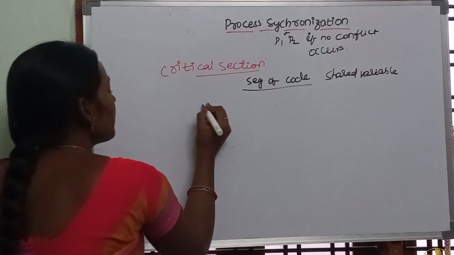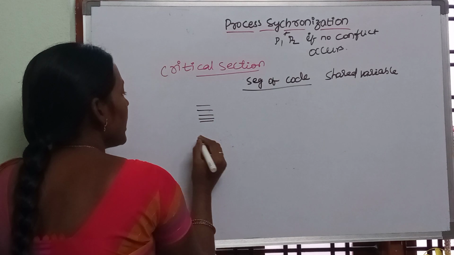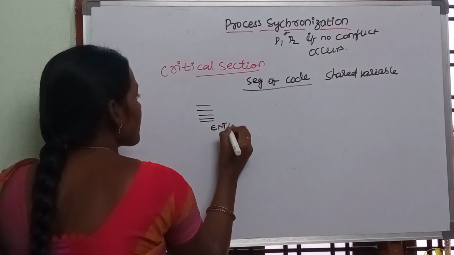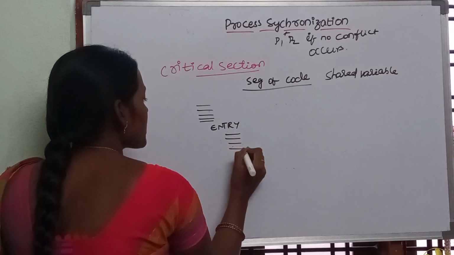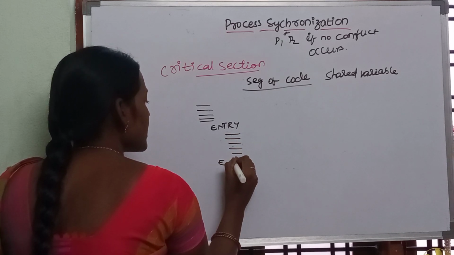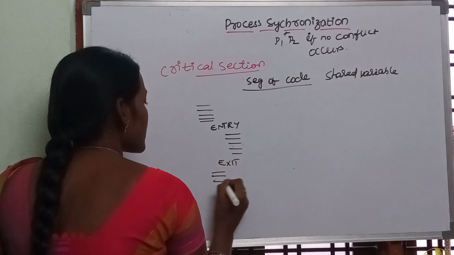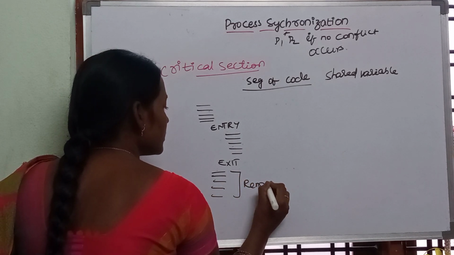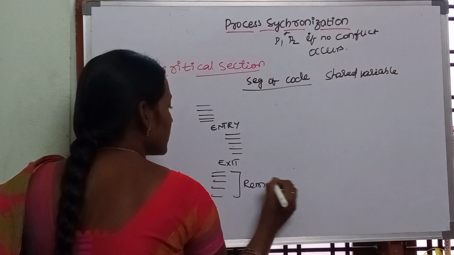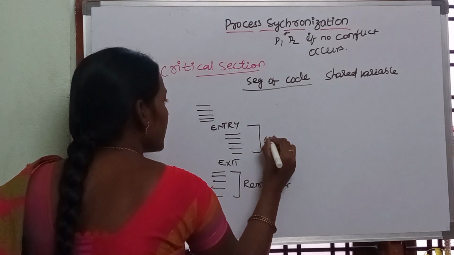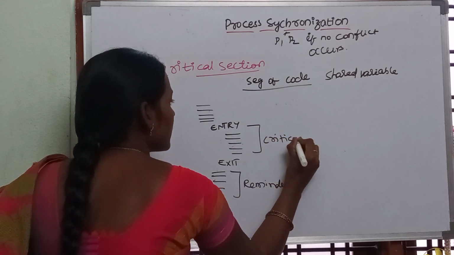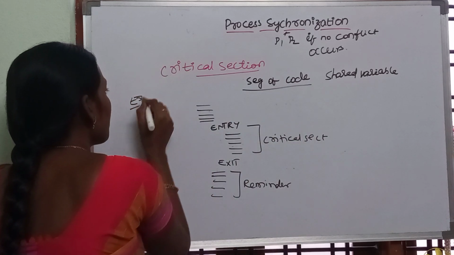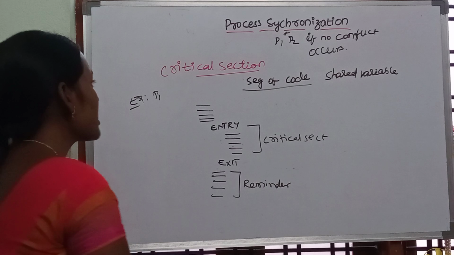Consider here we have some code, and here the critical section entry. Here the code is there, next the exit is there, and next the remainder section is there. So this is the remainder section, and this is the critical section.